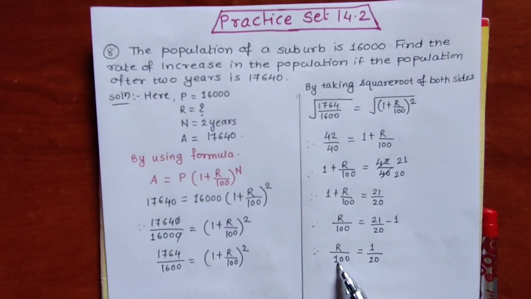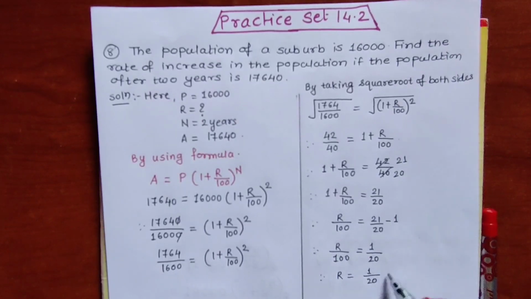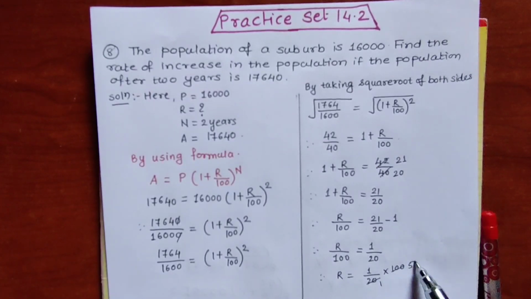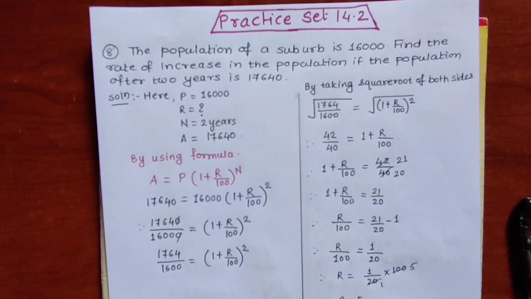Now I transfer this 100 from left to right. On left hand side it is divide by 100. When we transfer it becomes multiply by 100. R as it is, I am writing 1 upon 20 multiply by 100. So now this 100 can be cancelled by 20. 20 1s are 20, 20 5s are 100. Therefore R is equal to 5. And therefore rate of increase is 5%.